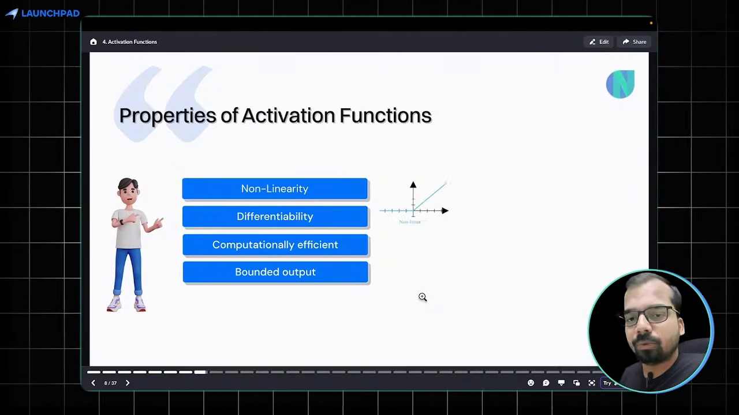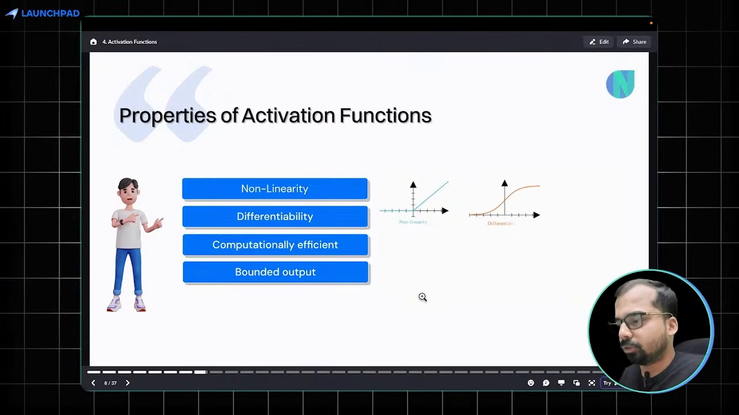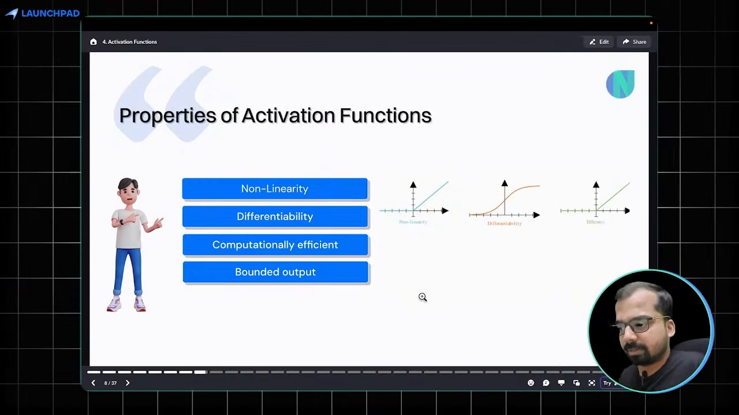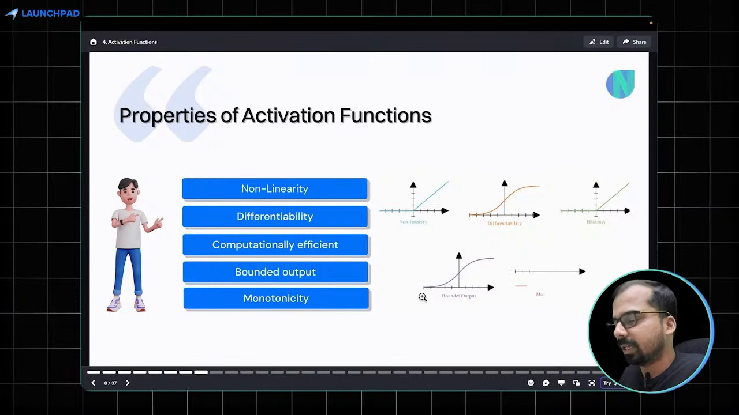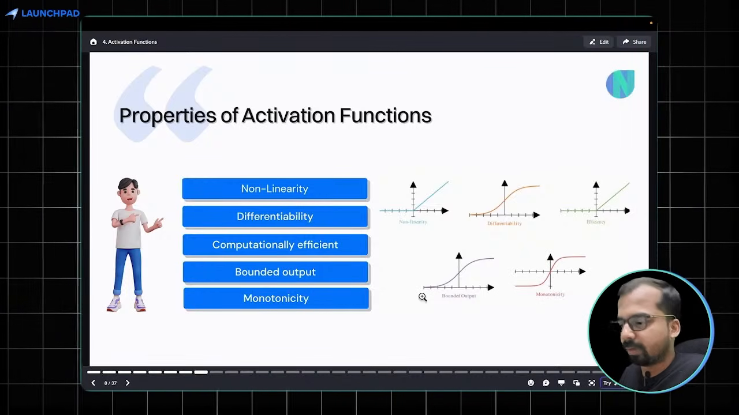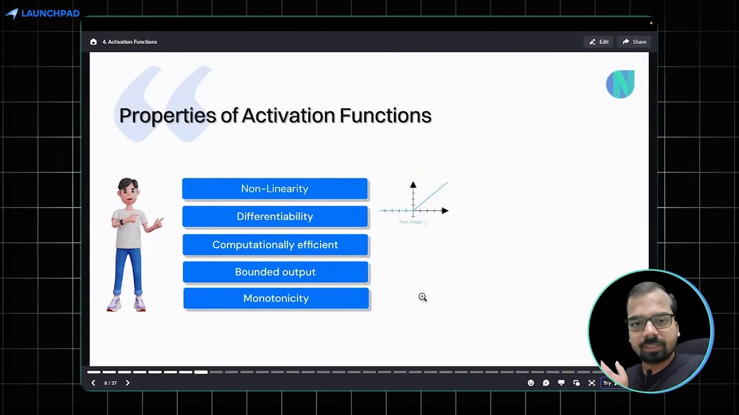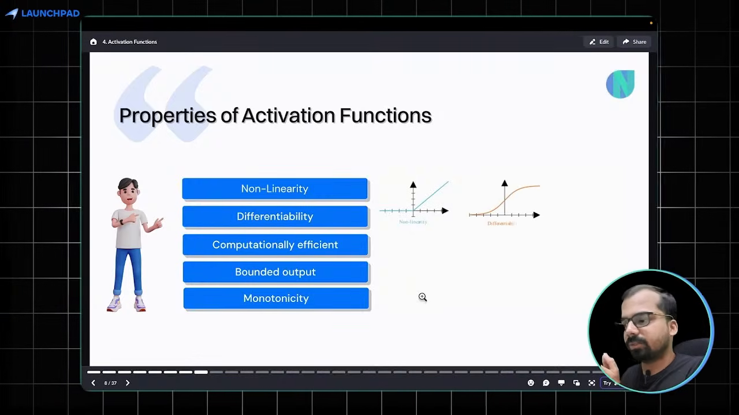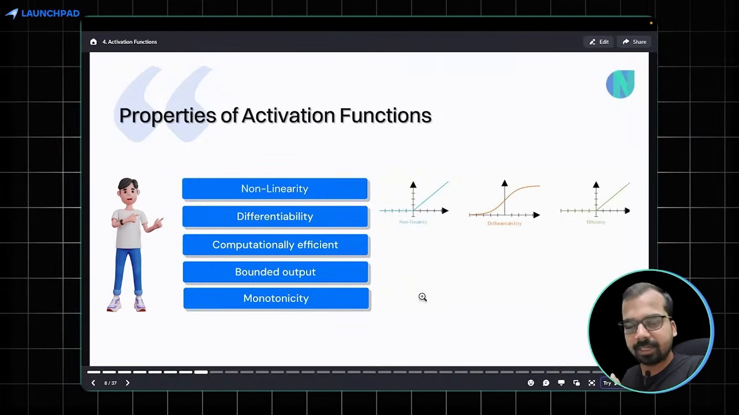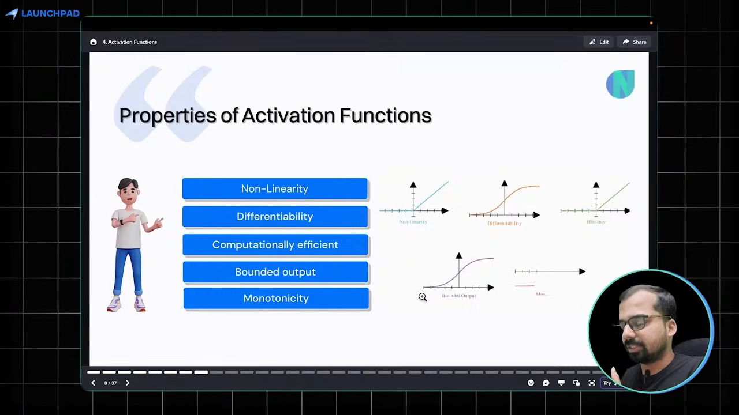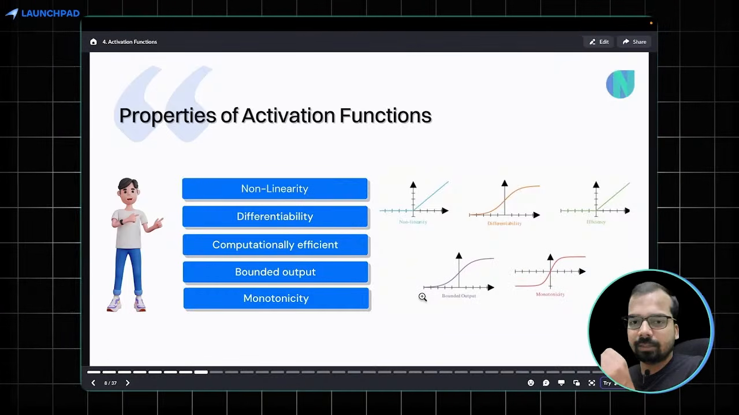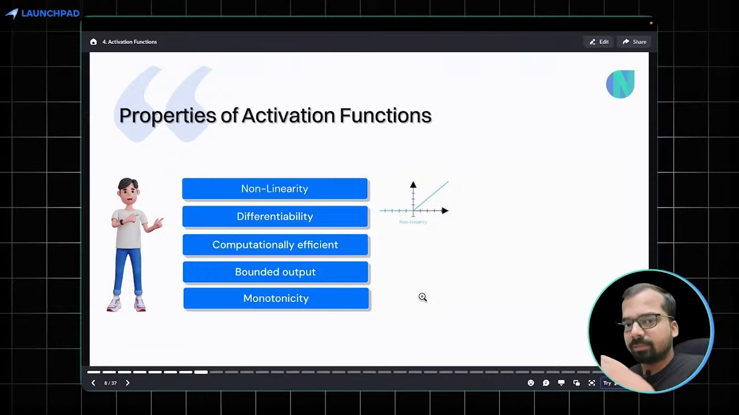It should be bounded in nature, so it should have some lower limit and some upper limit. It's generally desirable. And it should be monotonic. By monotonic we mean it's either a continuously increasing function or a continuously decreasing function. It should not change directions. If it changes directions, the problem is that training of the model becomes a bit trickier.